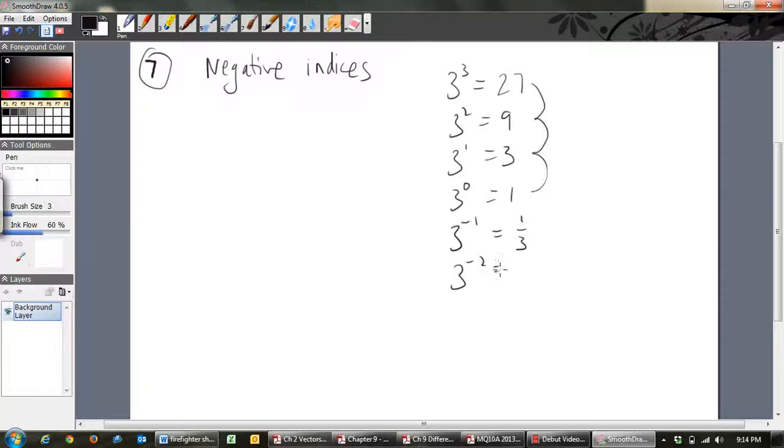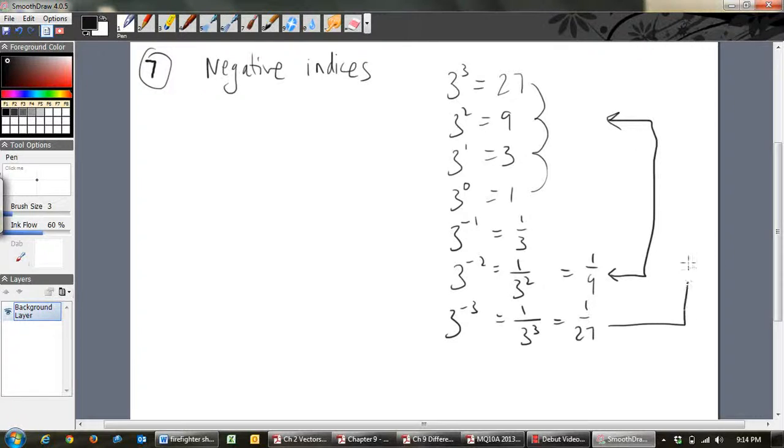3 to the power negative 2, what happens if you divide that by 3? You get 1/9. So that's 1/3 squared. 3 to the power negative 3, what happens if you divide that by 3? You get 1/27, which is 1/3 cubed. So you can see this nice little symmetry: 1/9, 1/9, 1/27, 1/27, etc. So you can see what is going on.